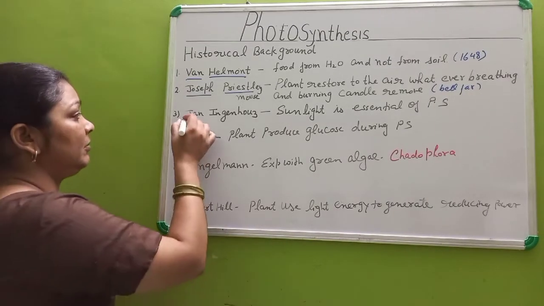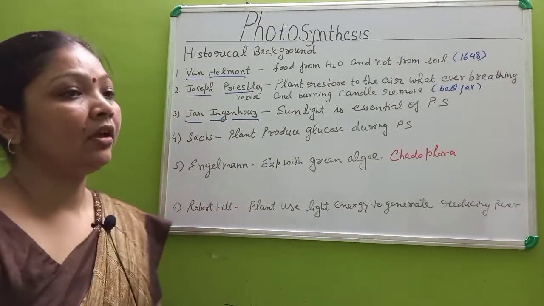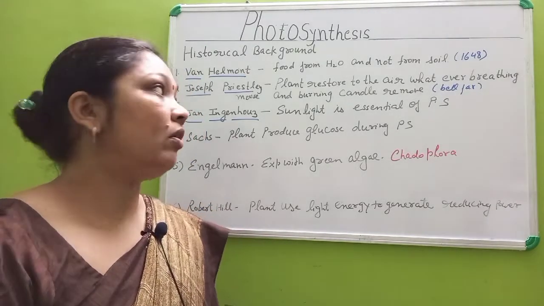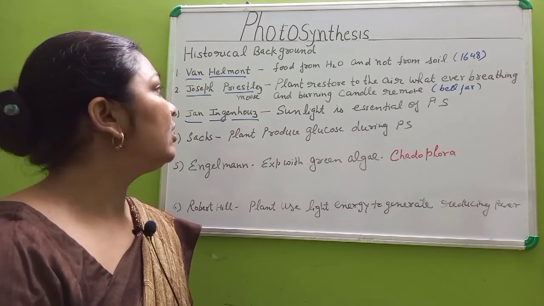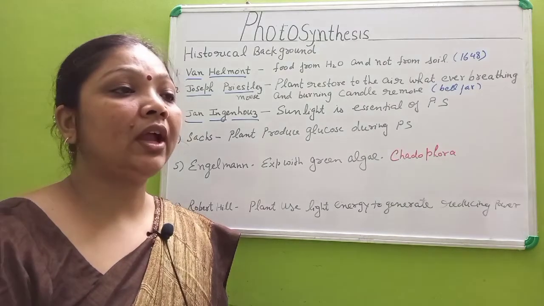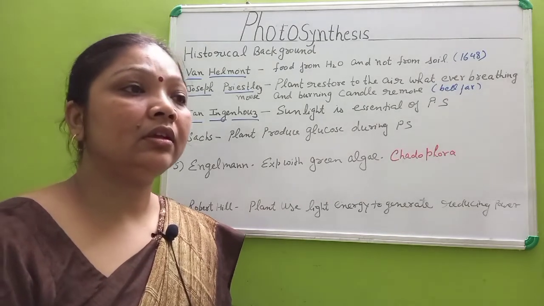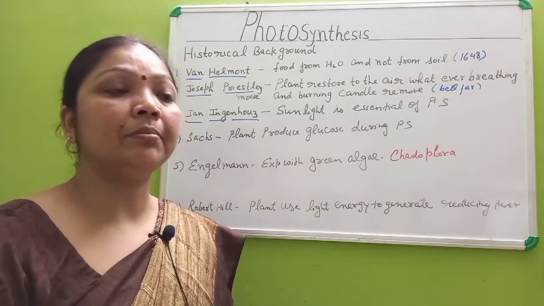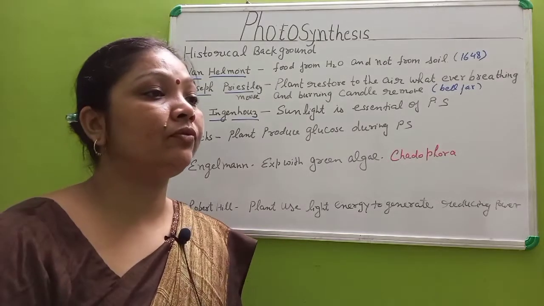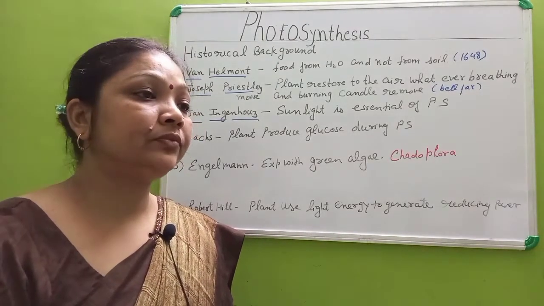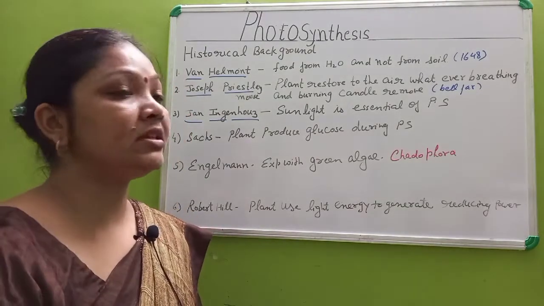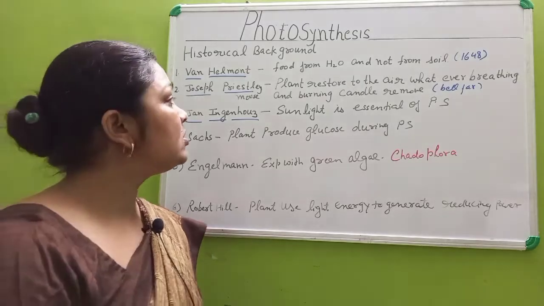The next experiment was by Ingenhousz, between 1730 and 1799, who said that sunlight is essential for photosynthesis. He found that an aquatic plant in bright sunlight releases bubbles around it, and when he tested the bubbles, they were of oxygen, but when it was dark, the bubbles were not released. So he said that sunlight is essential for the purpose of photosynthesis.